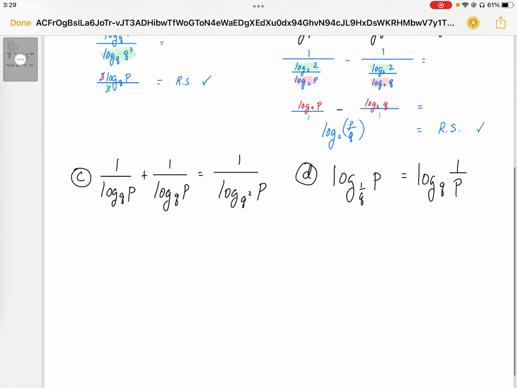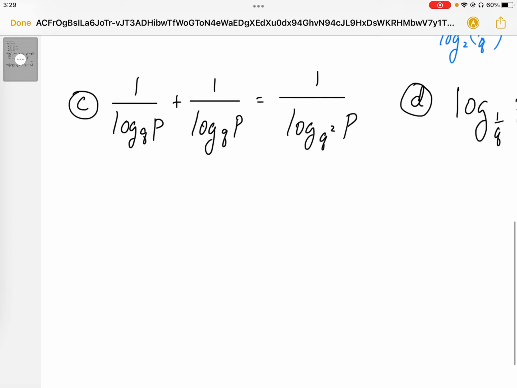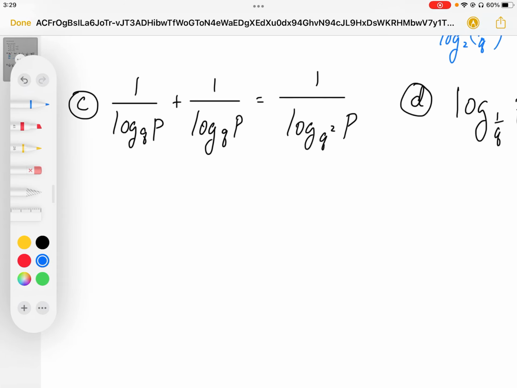Number 20C, the identity looks like this. In the last case, I converted the right-hand side to the left-hand side. In this case, I'm going to convert the base q squared. My major issue right now is that my q here and q here don't match the q squared here. So I'm going to convert the right-hand side and use the change of base formula in the denominator, and I'm going to change that to base q.